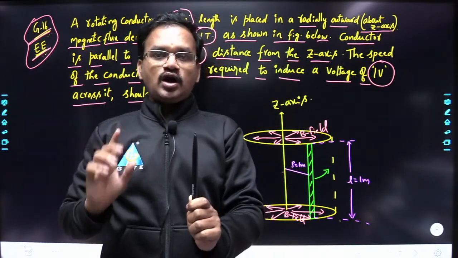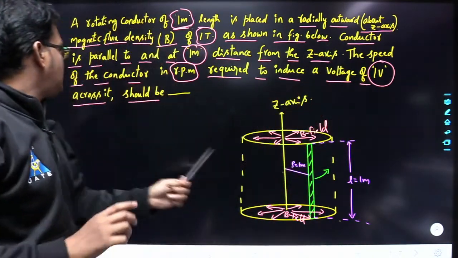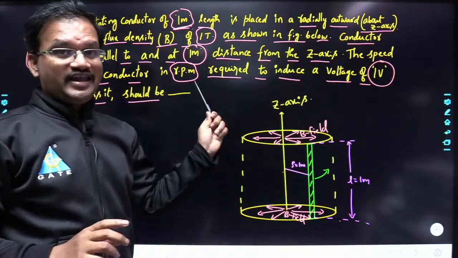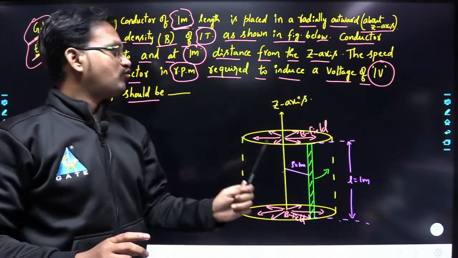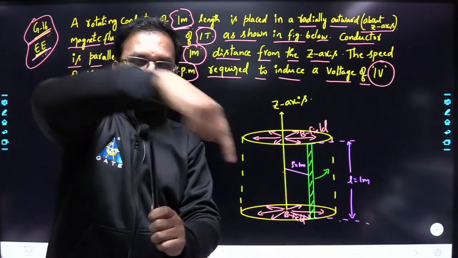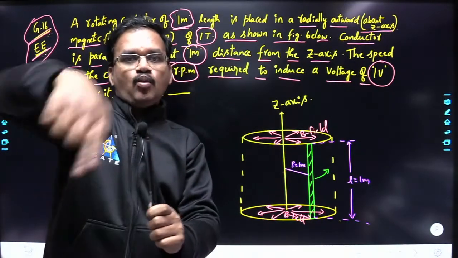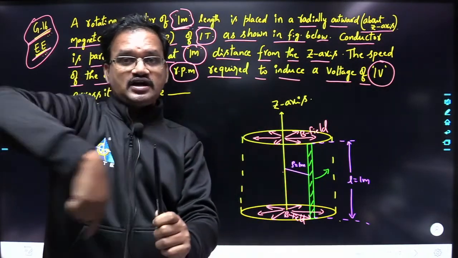Now what they are asking is, what must be the speed of this conducting bar in RPM, that is revolutions per minute, required to induce a voltage of 1 volt? We know that whenever it is revolving in a B field, a potential difference is induced at the ends of what?